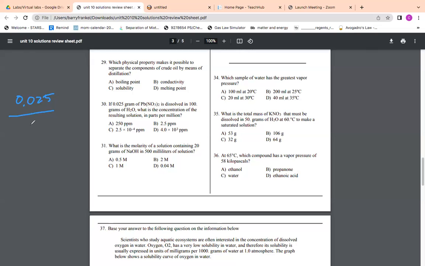So there's the solute, that's the thing that's getting dissolved. Here's the solvent, 100 grams of water, plus the solute. This together makes the solution, and then times everything by a million. When you are done plugging this into your calculator, you should get 250 ppm. Okay. Number 31.